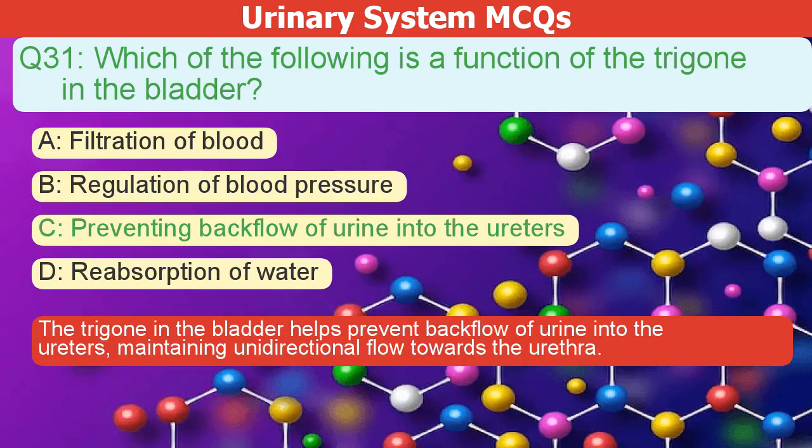The correct answer is C. The trigone in the bladder helps prevent backflow of urine into the ureters, maintaining unidirectional flow towards the urethra.